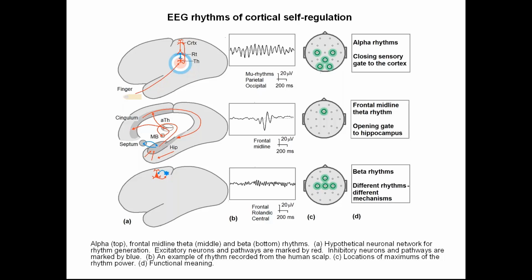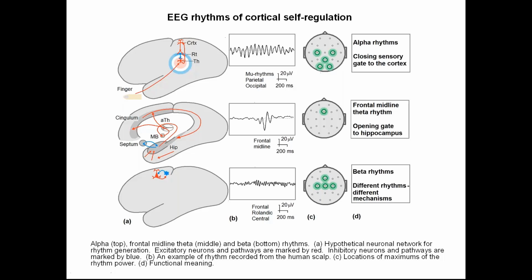We have, for example, the Rolandic beta rhythm, which reflects the functioning of the basal ganglia circuit. We have the frontal beta rhythm that probably reflects some local cortical mechanism. So it looked like the different beta rhythms have different mechanisms and they show different patterns of responses to the stimuli in the task.